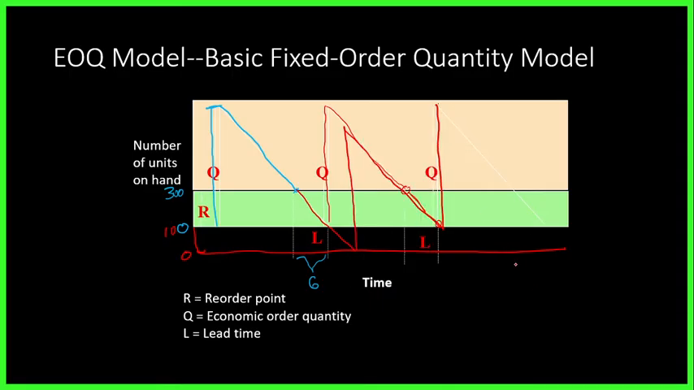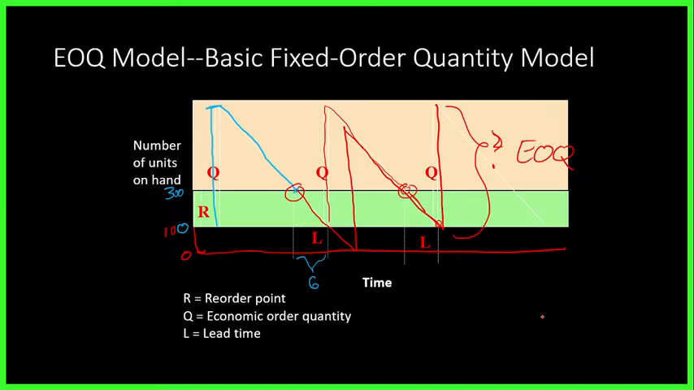Okay. So, let's review. If the question is, when are you going to place an order? The answer will be reorder point. So, that is now your reorder point. If the question is, how much are you going to order? Okay, how much are you going to order? The answer is now economic order quantity.